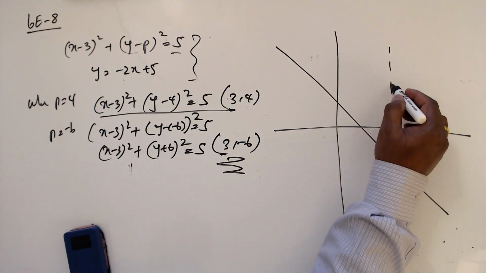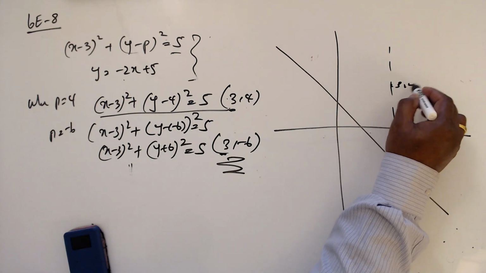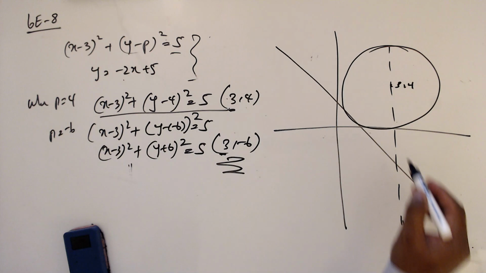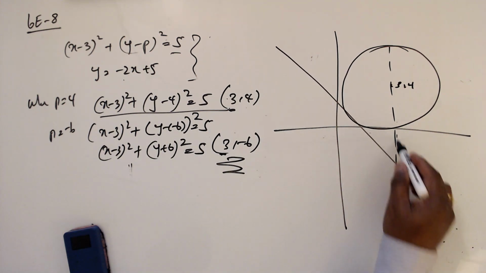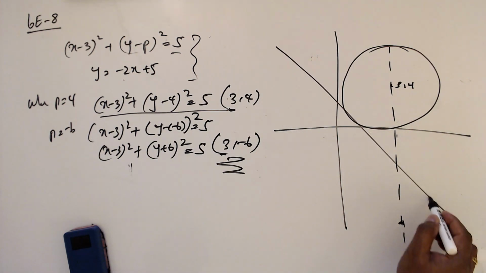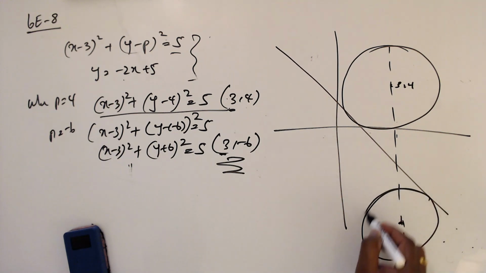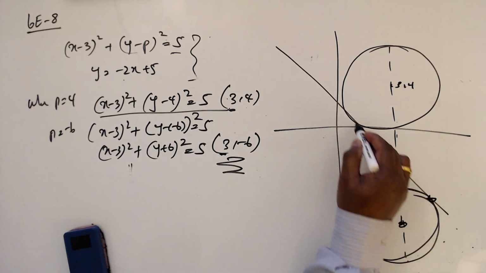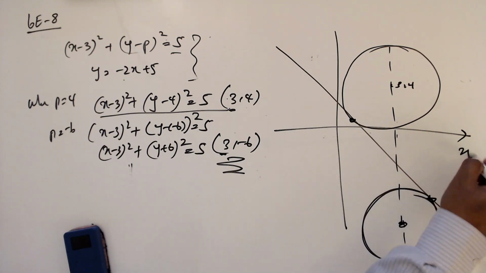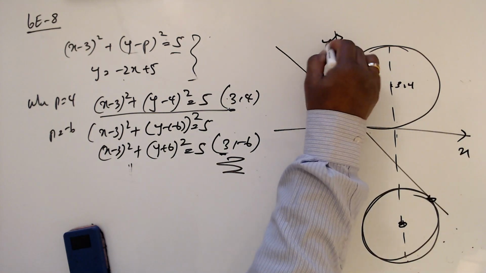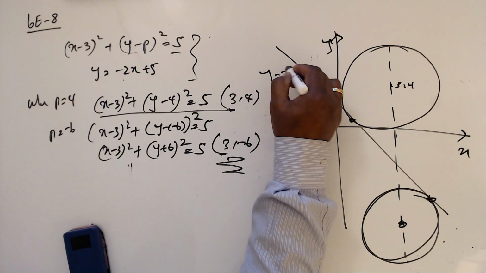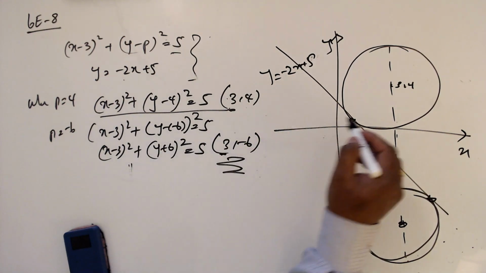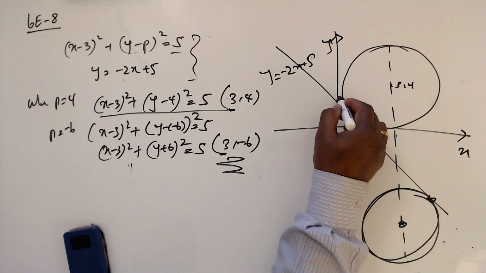So (3, 4) is here, something like this, and (3, -6) is here, something like this. There are 2 points, x and y. This is y equals -2x plus y. How many circles can you draw by touching?